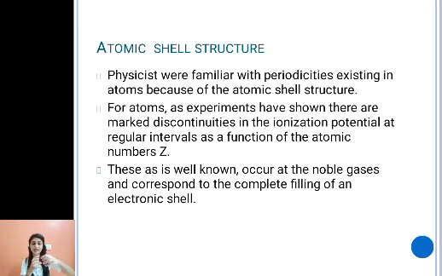So ionization potential increases as atomic number increases, but it has a discontinuity because in between we have noble gases. For neon, argon, or a particular element where it corresponds to complete filling of an electronic shell, we get a marked discontinuity.